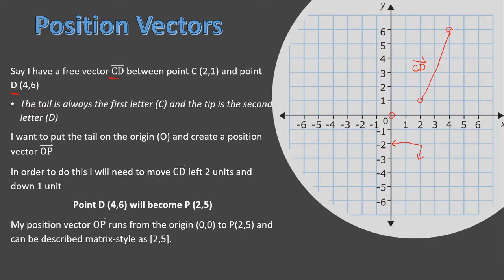So where's my other point? 2 left, down 1. So the vector OP that corresponds to CD and maintains the same position looks like that. And once you've made it a vector, and not just a chunk of line or a point, you can give it a 1x2 matrix name. Okay?